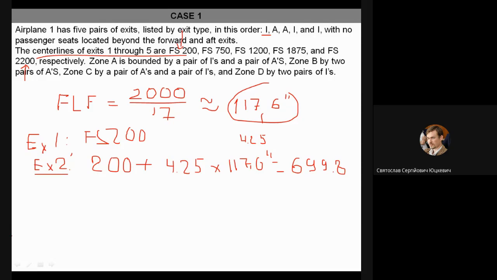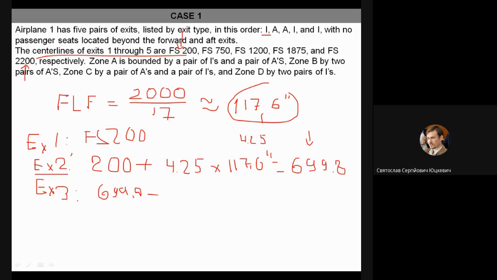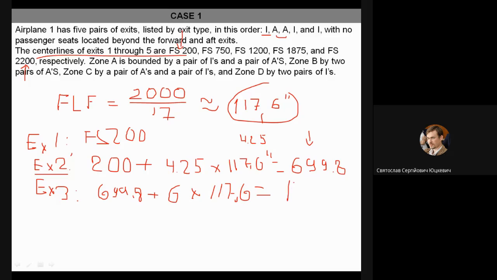For exit 3, it will be determined in the next way. We will use the position of this door in inches, 699.8, plus type A, and type A gives us 6, so 6 multiplied by 176. It will be, from my calculations, 1004.4 inches.